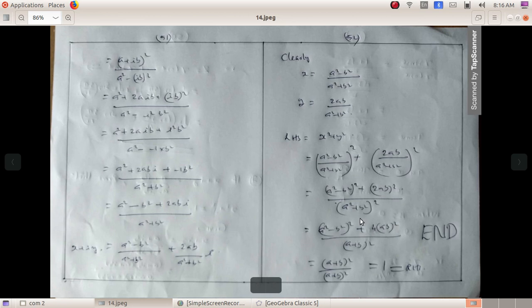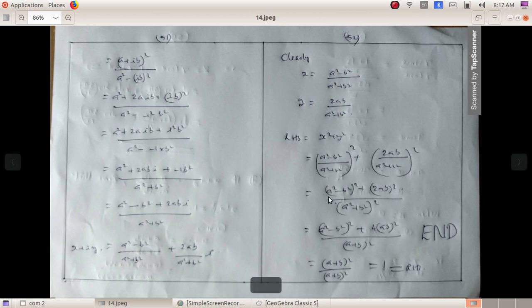This is the formula: (a square minus b square) whole square plus (2ab) whole square equals (a square plus b square) whole square. There is a little mistake, so you correct it as (a square plus b square) whole square, divided by, similarly here, (a square plus b square) whole square. So you can cancel these two terms, and then you get the answer as 1.